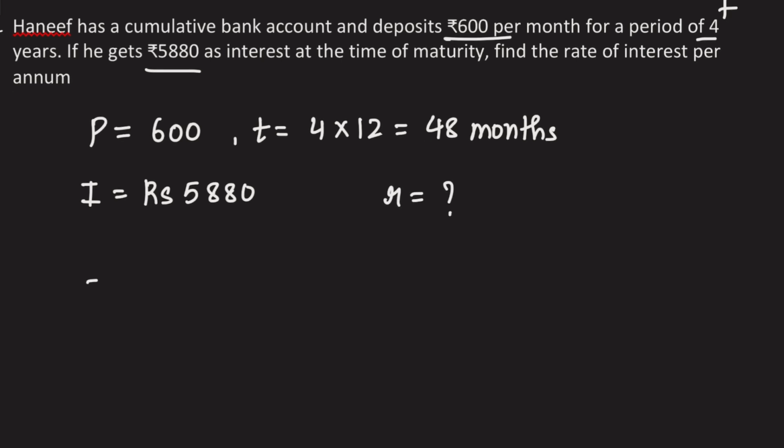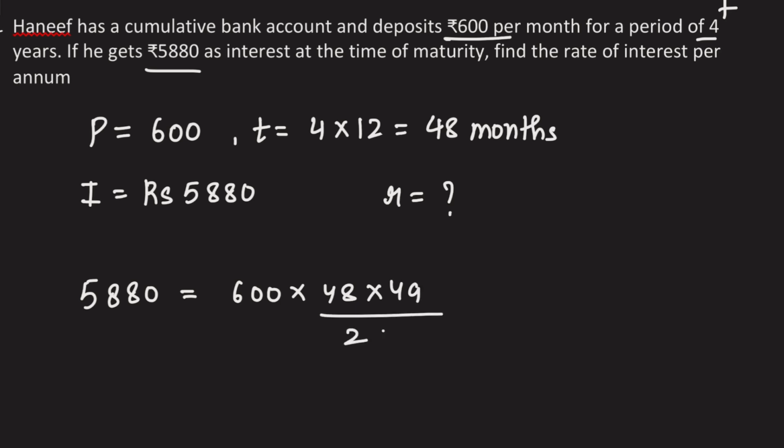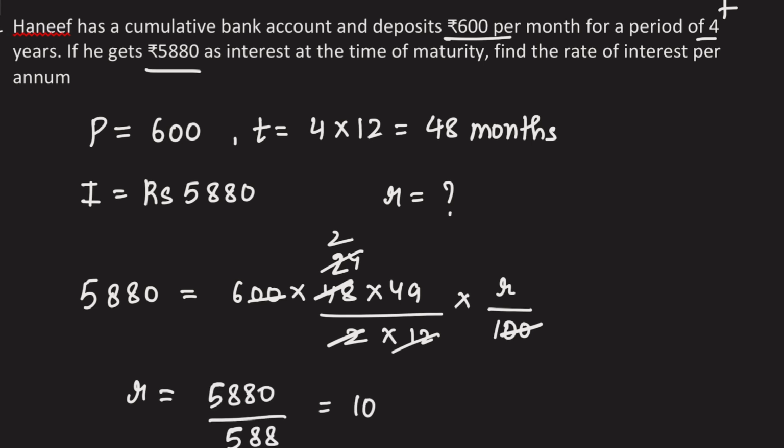So here the formula will be, we'll put everything in the formula. 600 multiply 48 multiply 49 divided by 2 into 12 into R divided by 100. So we have to find out R. So the answer is 10% per annum. Okay.